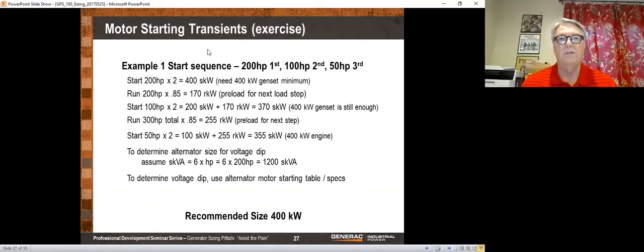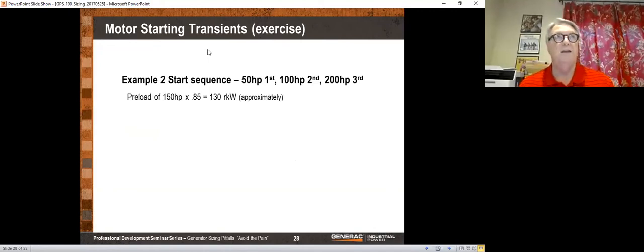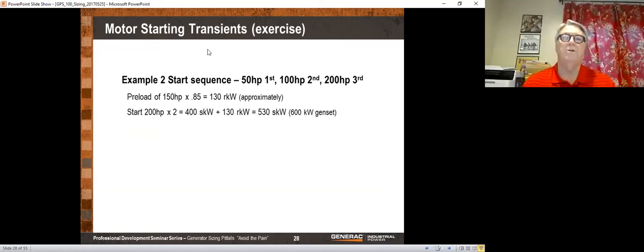Now, let's go to example number 2. In example number 2, we're going to start the 50 horsepower, then the 100 horsepower, and then the 200 horsepower. And so we're just going to save ourselves some time here because we know that 200 horsepower is going to be the hardest one. And so we're going to assume the 100 and the 50 are already running, and they take 130 running kilowatts. Now we're going to start the 200 horsepower times 2 kilowatts per horsepower. And that is 400 kilowatts plus the 130 that was already running. We now have 530 starting kilowatts. So we're probably going to have to purchase a 600 kilowatt generator.